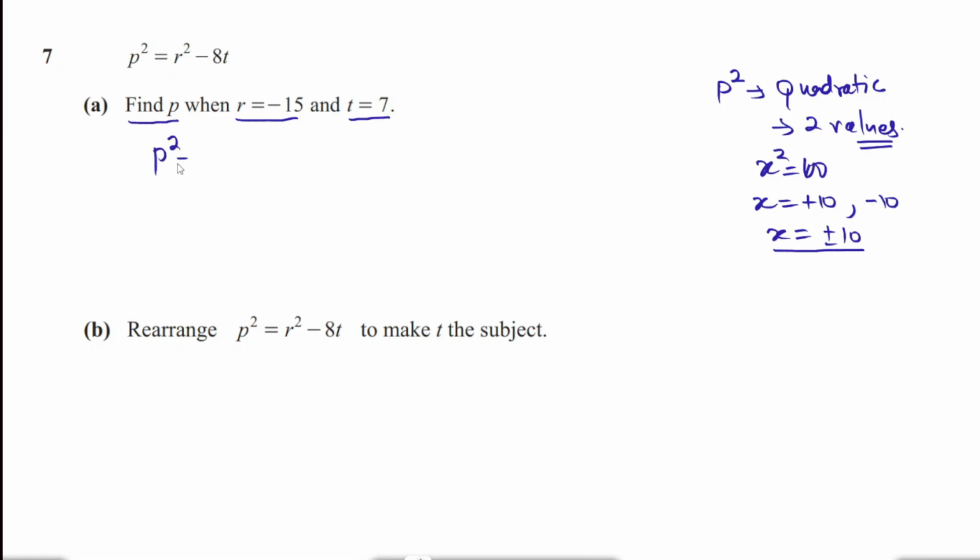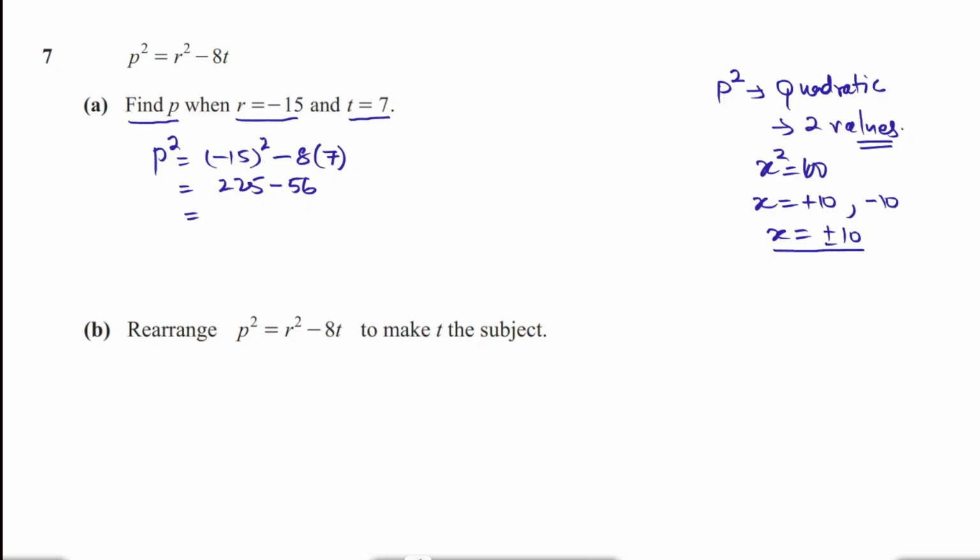So p square equals, what is the value of r? Whenever you are plugging in a negative value anywhere, you need to keep it in the bracket. Okay. So in general, whatever you are plugging in here, whether it is positive or negative, I always prefer to solve that value by putting it in the bracket. Okay. So negative 15 square, you can use the calculator. I remember those values, and that is going to be minus 56.